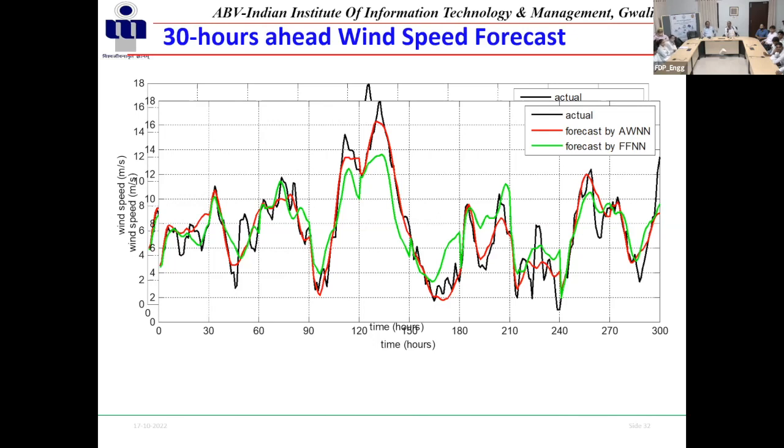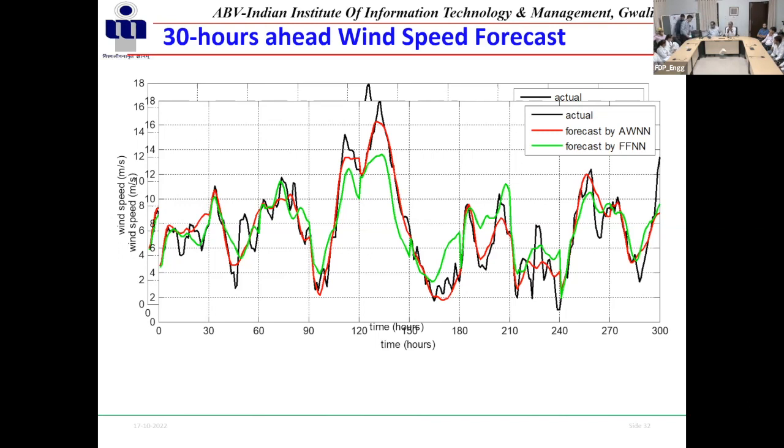And now you can see the actual is black, and then the forecast by the various models, like AWNN and FNN, we have done. You can say this red is very closely matching with actual. But you can say there is a sharp spike. No forecaster can capture that, and that is one of the big challenges.